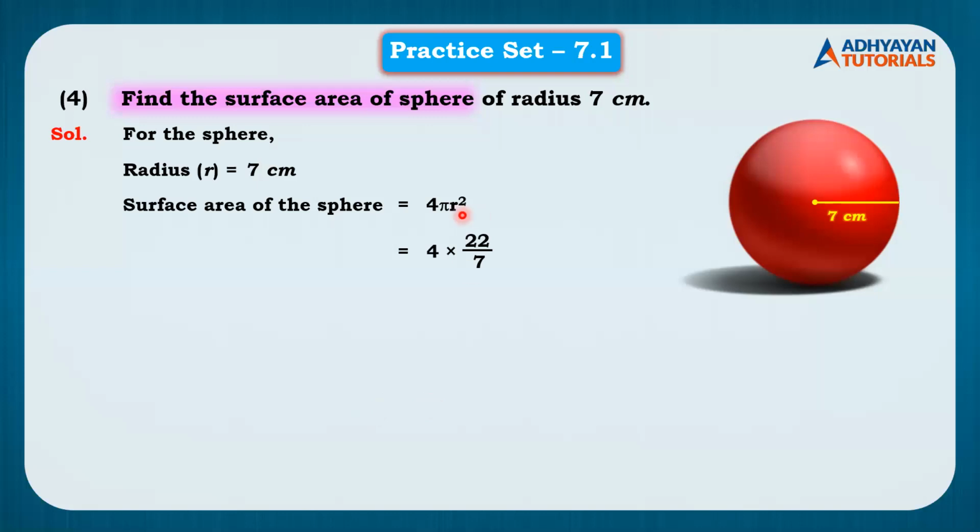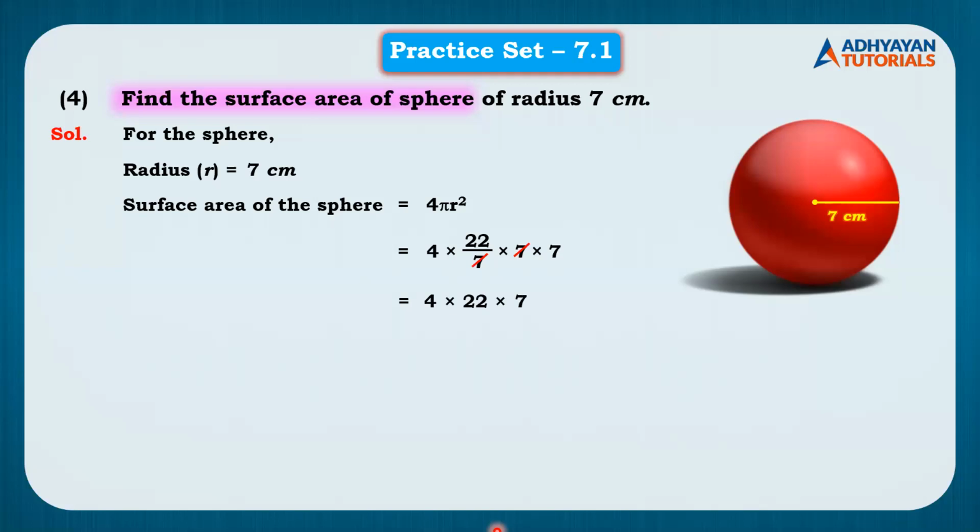Now r square. Now students, tell me what is the meaning of r square? R square means r into r. How much is the value of radius? Yes, 7 centimeter. So r square means r into r. So can we write ahead 7 into 7? So now 7 will get cancelled. So the next step is 4 into 22 into 7.